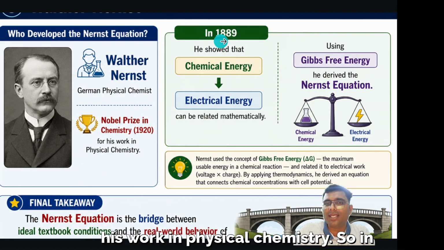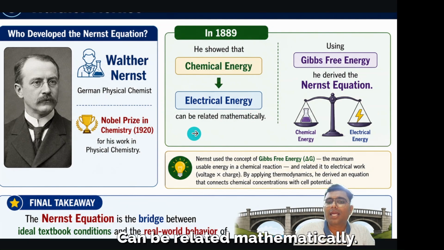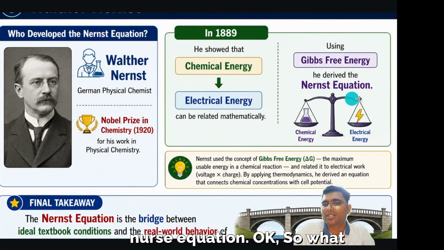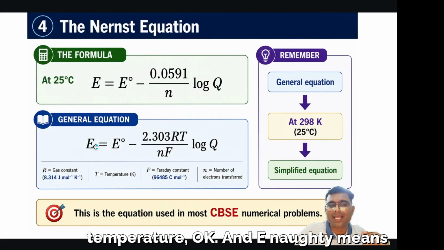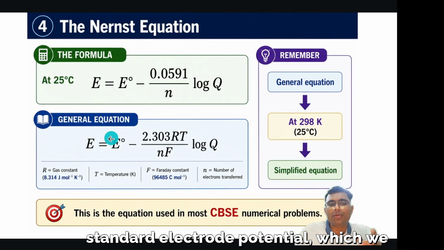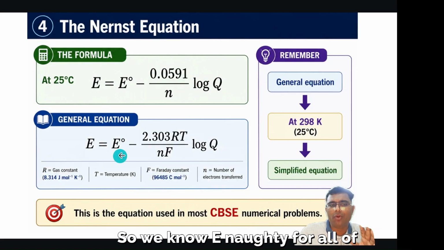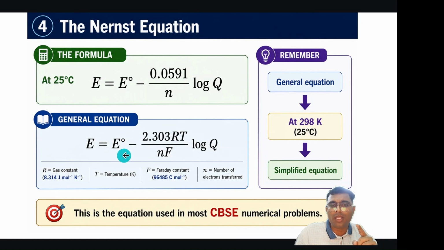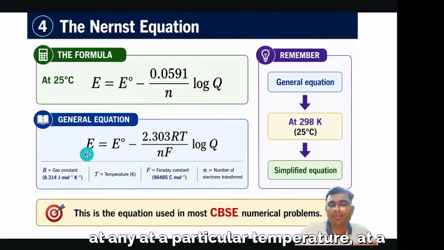In 1889 he showed that chemical energy can be converted into electric energy and can be related mathematically. So using Gibbs free energy, he derived the Nernst equation. Okay, so this is the general equation. E means here the electrode potential at any temperature, and E naught means the standard electrode potential, which we already know. I will show you the table. We know E naught for most of the elements, so we have to find E at a particular temperature, at a particular pressure.